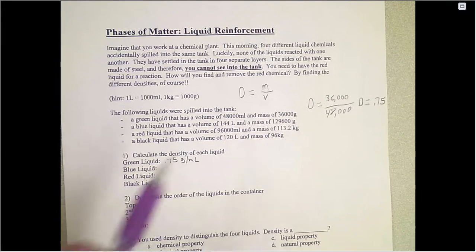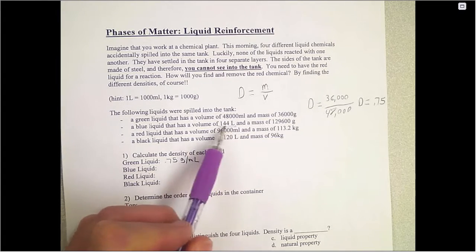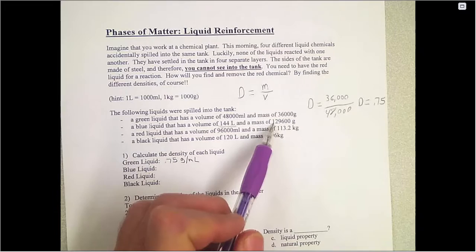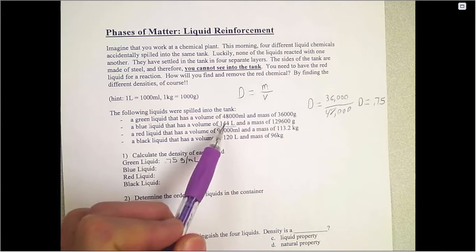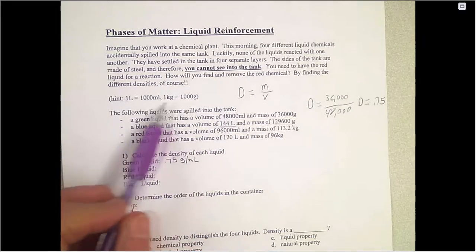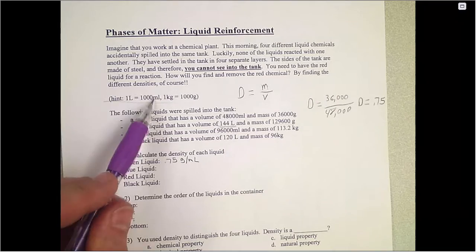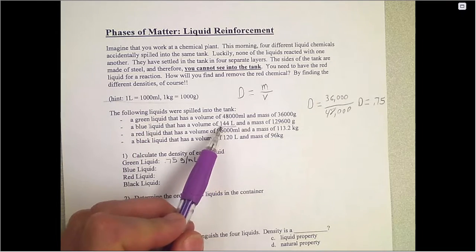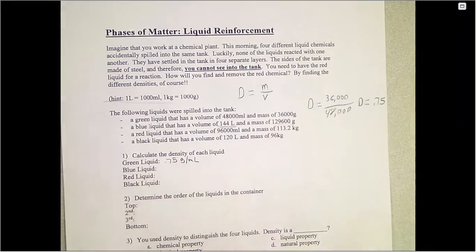One thing to keep in mind, there's a problem with this. This is not in milliliters. It needs to be in milliliters. This one's okay, because it's in grams. This one is not okay. We need that to be in milliliters. And if you look back up here at our hint, 1 liter is equal to 1,000 milliliters. So if you are given something in liters, you simply multiply that times 1,000 and you change it to milliliters. So that would be 144,000 milliliters, and you already have it in grams.